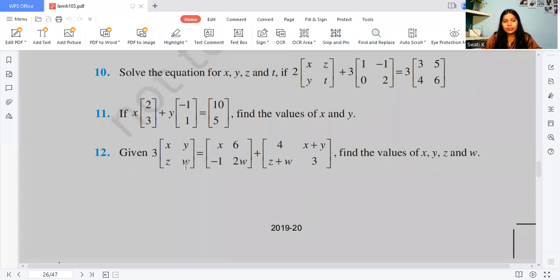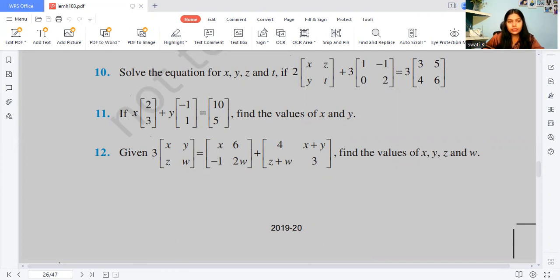All right, so let's get started with the video without any further delay, because we have to cover 10 questions approx. So this is the 12th question and we need to find the value of x, y, z and w. You can see the question given: 3 times the matrix equals the matrix plus the matrix, and we need to find out all these variables. So let's quickly start with the solution of the 12th question. Okay, we can start now.